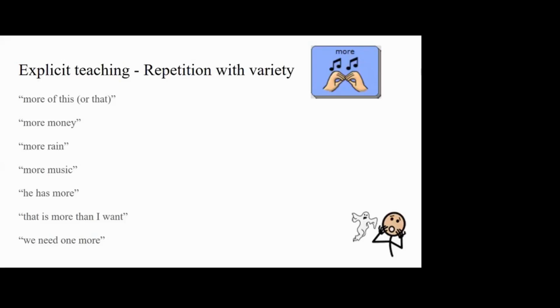It's been raining like crazy in California. More music. He has more, or she has more than I do. That is more than I want. That's too much. That's more than I want. And we need one more. Okay, so the explicit teaching of more in all of these different contexts has allowed the kids to really see this concept be shown in so many different ways.